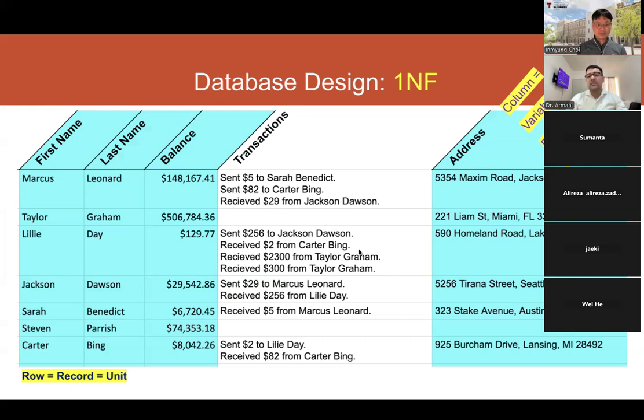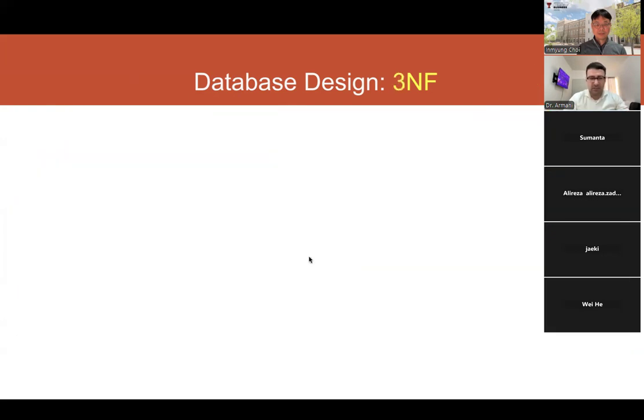In technical terms, we say that it is violating the first normal form. To design a database, our database should comply with the first normal form. And that means we should have only one entry per cell. So for each column, for each variable, for each field, we should have only one entry.